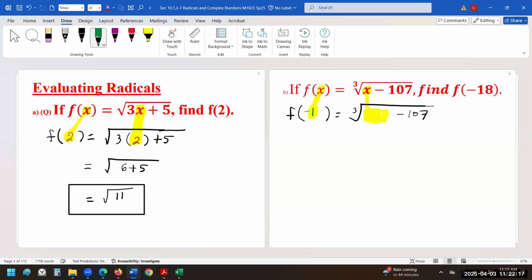We are finding f of negative 18. Same sign, do you add or do you subtract? Add. So 107 plus 18. 7 plus 8 is 15. 1 goes on the top as an addition. 1 plus 1 is 2, and then we have 1.